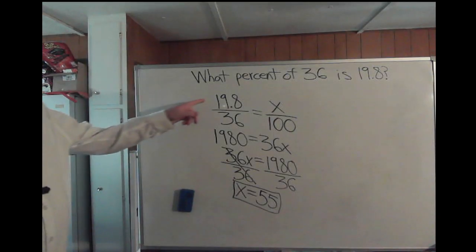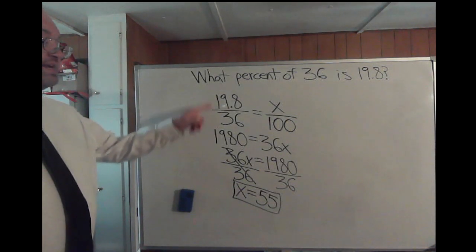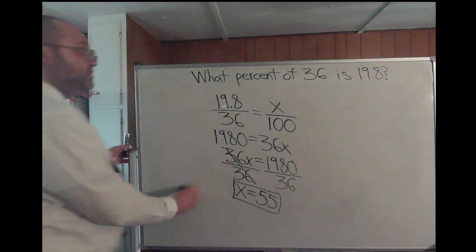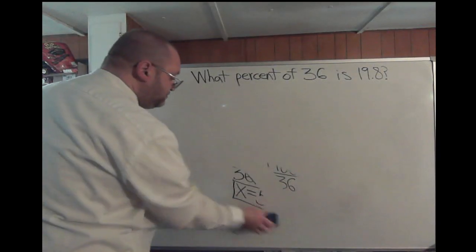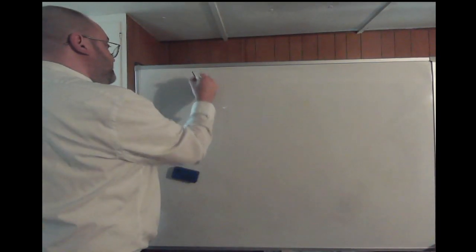So that means 19.8 out of 36. So 19.8 is 55% of 36. That's what you would get. Okay, what do we got next? A little bit different of a problem.